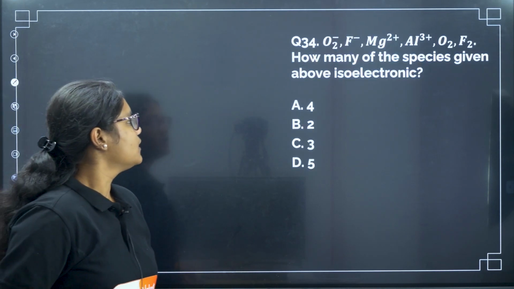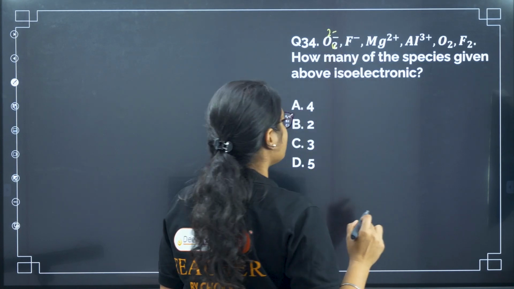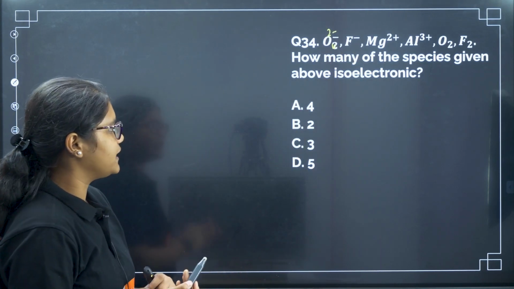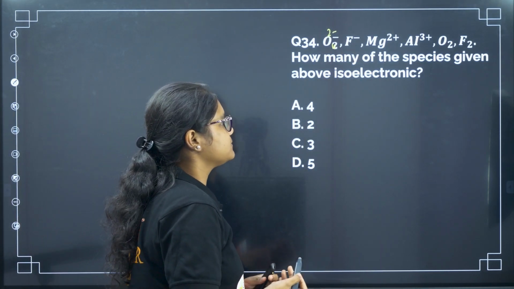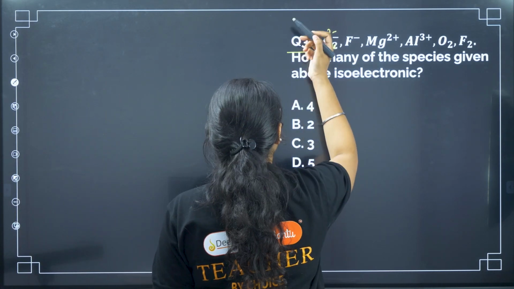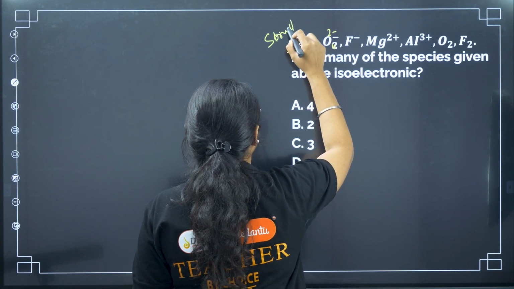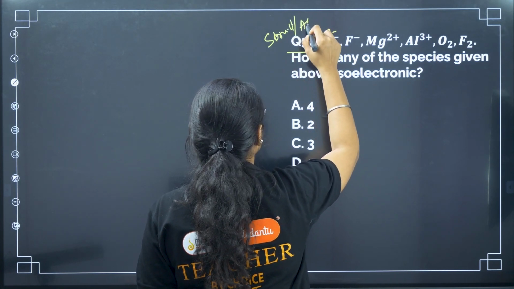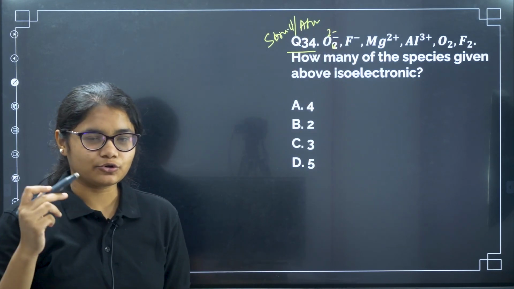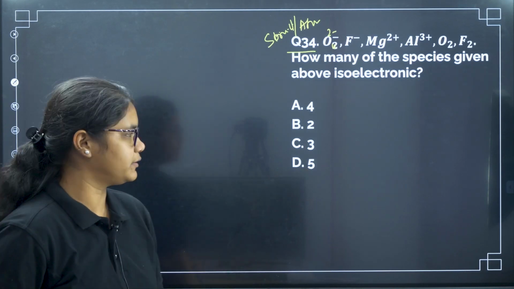Okay. Next, this one, this is your O2-, F-, Mg2+, Al3+, O2F2. How many of the species given above are isoelectronic? If you see, this is from your basic structure of atom chapter, where we know what isotopes, isobars, atomic number and mass number are. From that you can easily calculate this one.